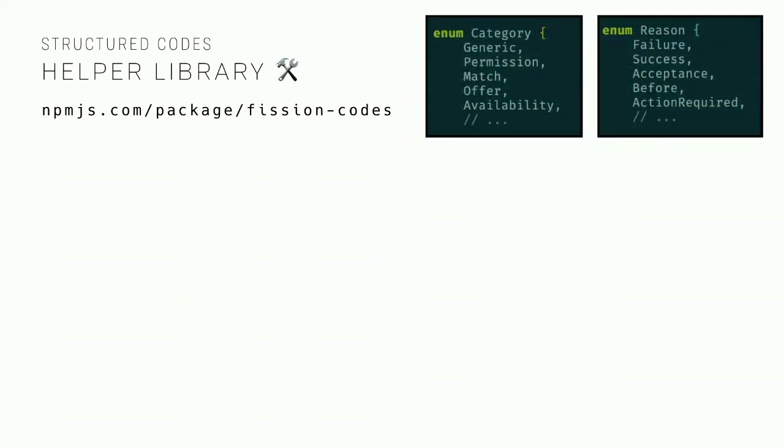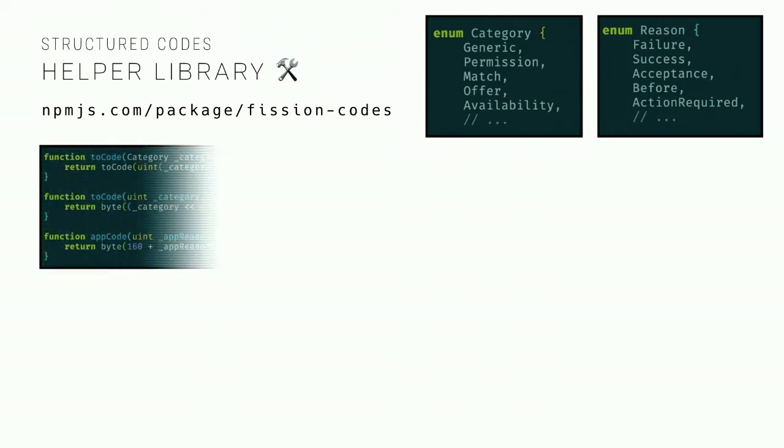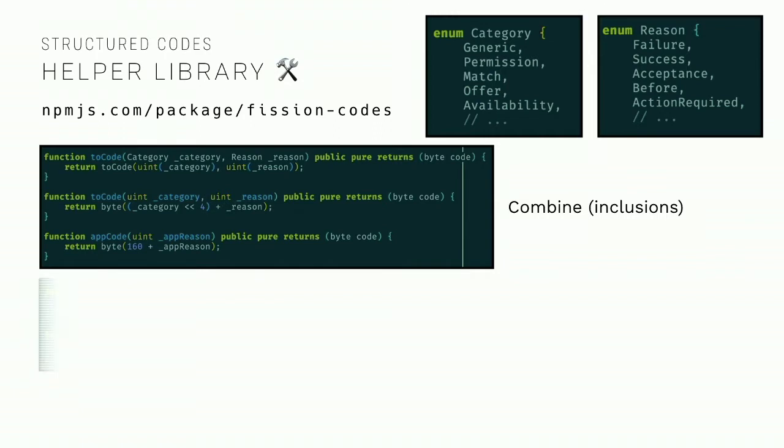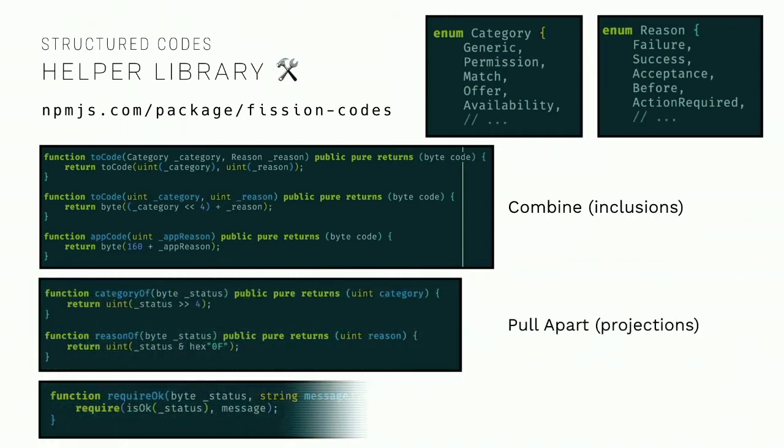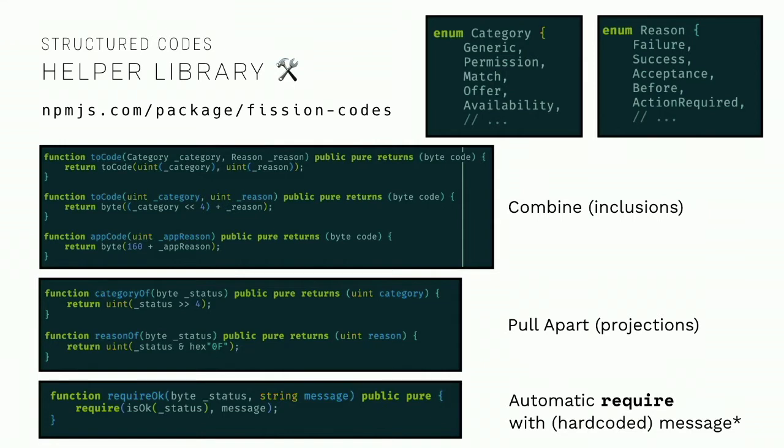The helper library, available on NPM, lets you do this in a more human-readable way. So you can break up the category and reasons and stick them together, or pull them apart if you want to do some analysis on it. There are also helpers for reverting. So you can say, I expect a status code that's in this range, or that is a success, or that is specifically time logic, otherwise fail with a particular message. We can also automate the message portion of that too, which we'll talk about in a little bit. But for now, just know that it is compatible with revert, and you can put a hard-coded string message in there.